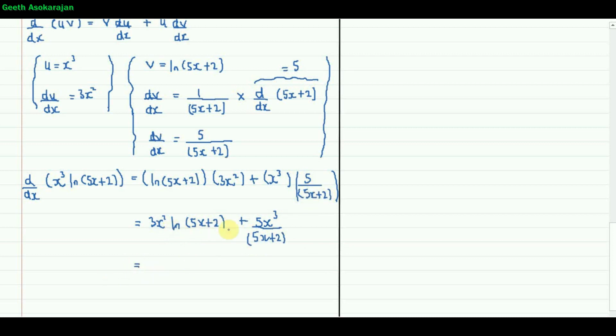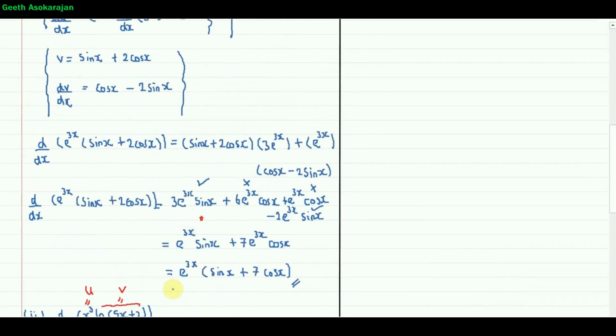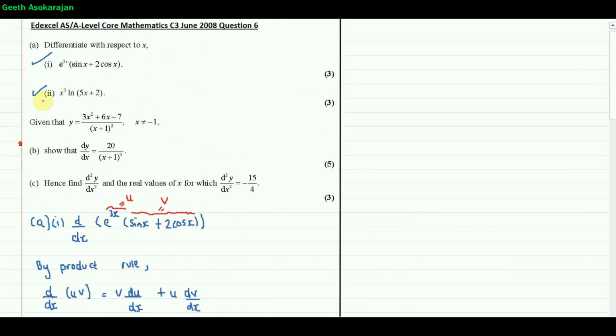So if I factorize this, if I take out a common factor of x squared, as x squared is common to both terms, by taking out a common factor of x squared, I'm going to have 3 ln 5x plus 2 from the first term, plus, so a plus 5x all over the 5x plus 2 below. So this being the solution to the second part of A.